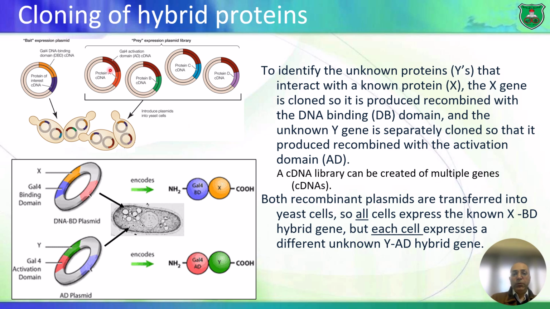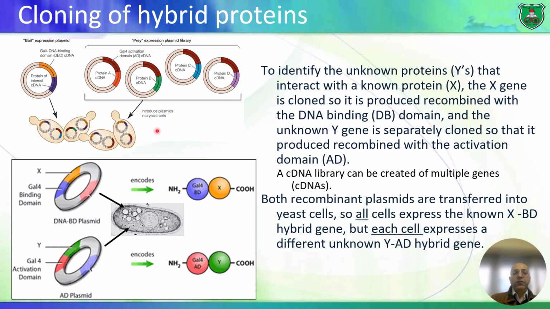So what we do is that we take these plasmids, we grow the yeast cells, we isolate the plasmids, and we see what the identity of the gene that is cloned into this plasmid is. And we can identify what the protein is, or what the gene is. And this is the gene that can produce a protein that interacts with X. So we can identify the X partner. All right.